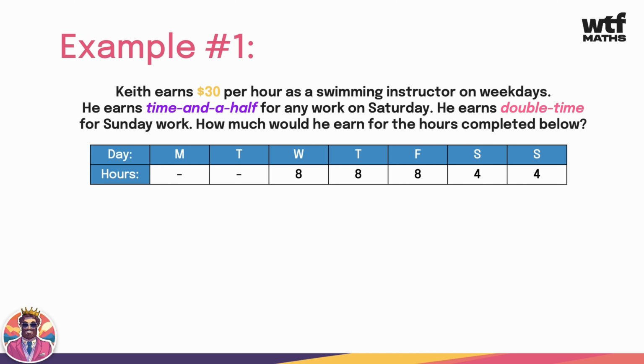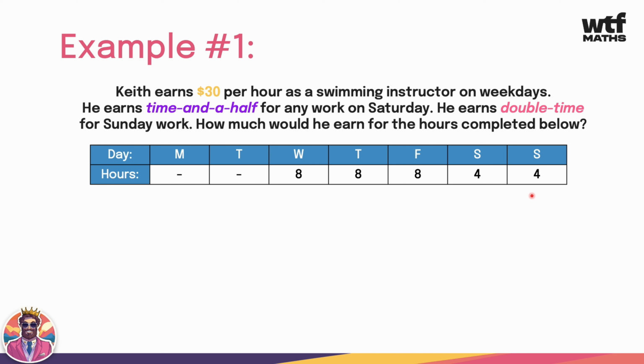So to work this out, the first thing I would do is look at the times he has worked. On Monday and Tuesday, there's dashes, so he didn't do any work there. On Wednesday, Thursday, and Friday, he worked 8 hours. Now these are your normal weekdays here. But on Saturday, he worked 4 hours, and on Sunday, he worked 4 hours.